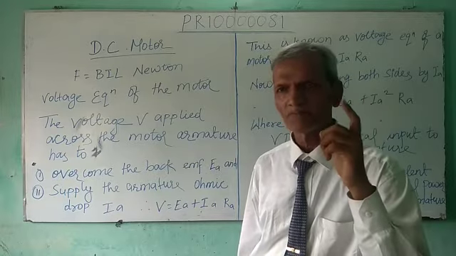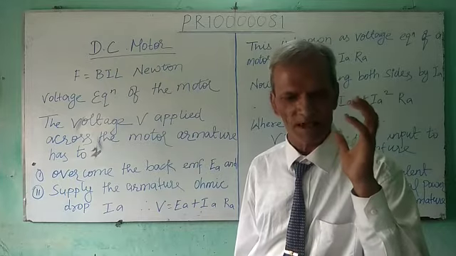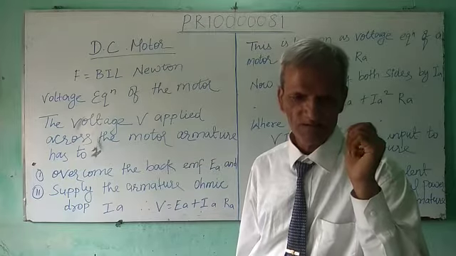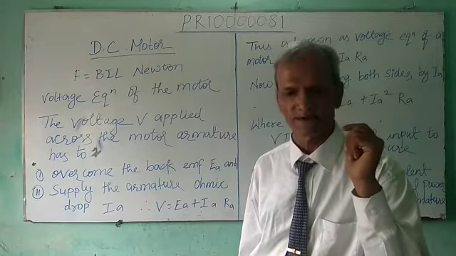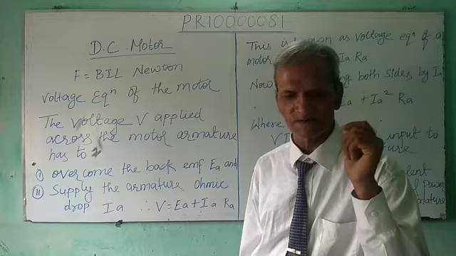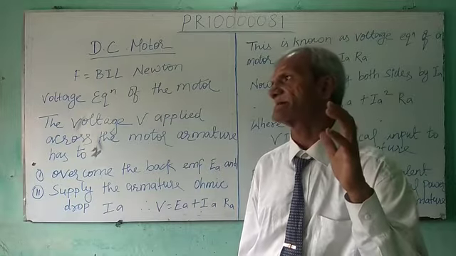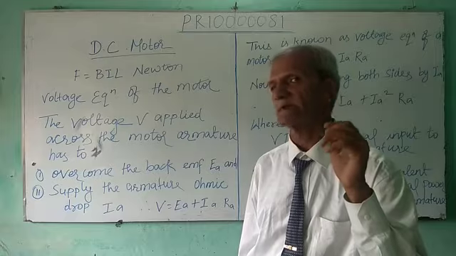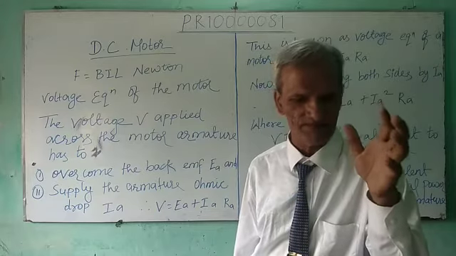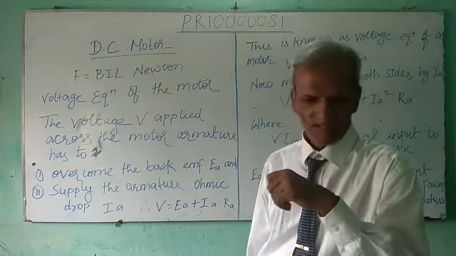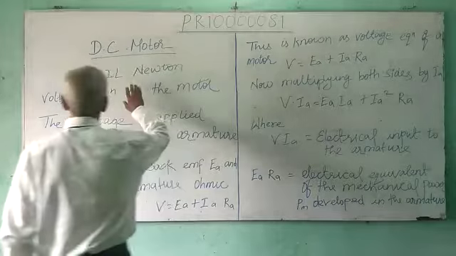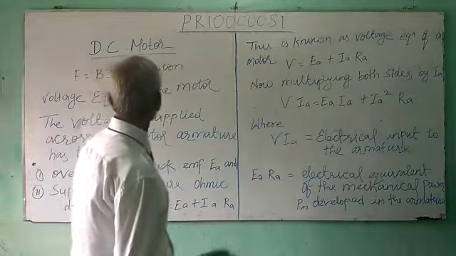इसका या फ्लेमिंग के लेफ्ट हैंड रूल पर काम करता है। An electric motor is a machine which converts electrical energy into mechanical energy. Its action is based on the principle that when a conductor carrying current placed in a magnetic field experiences a force given by Fleming's left hand rule, and whose magnitude is given by F = BIL Newton.